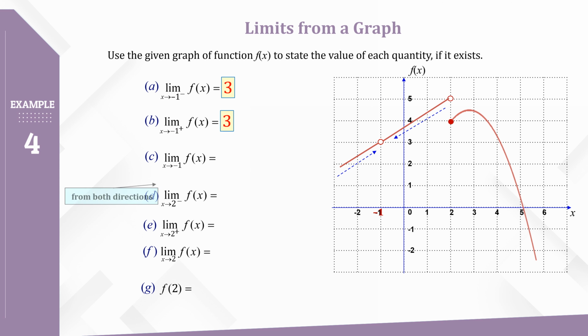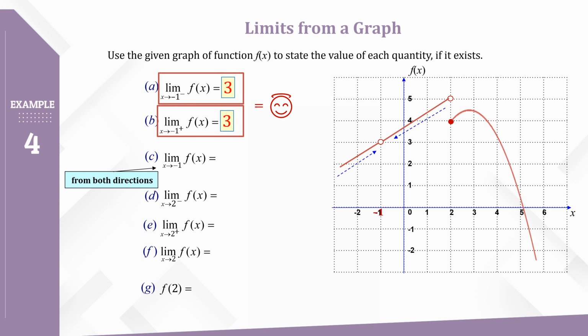For the regular both-sided limit, we are approaching the same value from both directions. Therefore, the limit is 3.